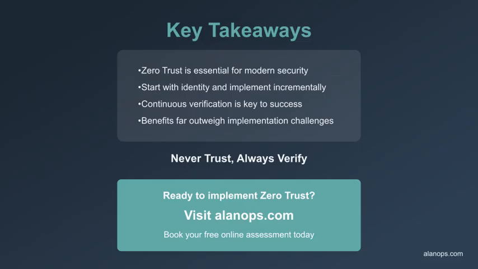Let me wrap up. The thing to remember is Zero Trust is essential for modern security. The traditional perimeter model is broken. This is the path forward. Start with identity and implement incrementally. You don't need to boil the ocean. Begin with strong authentication and add layers progressively. Continuous verification is the key to success. Not just at login, not just at the perimeter, but constantly. And the benefits far outweigh the implementation challenges. Reduced risk, better visibility, regulatory compliance, cloud readiness.